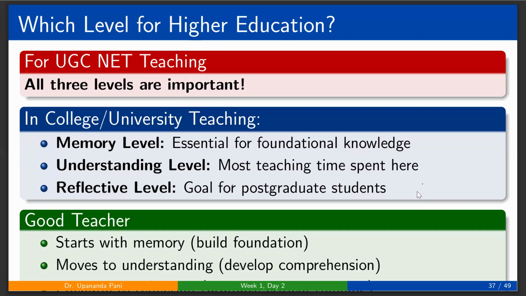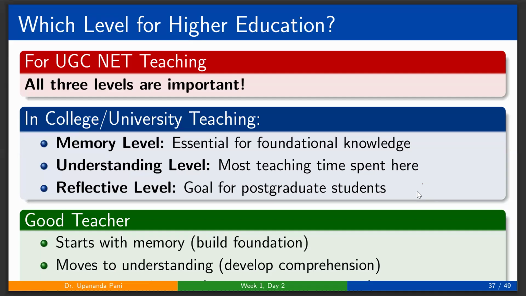Which level is for higher education? Obviously, for UGC NET teaching, all these three levels are important. In college and university teaching, we need all three. And where do we need them? Memory level is essential for foundational knowledge. This is very crucial. And understanding level, most teaching time is spent here.